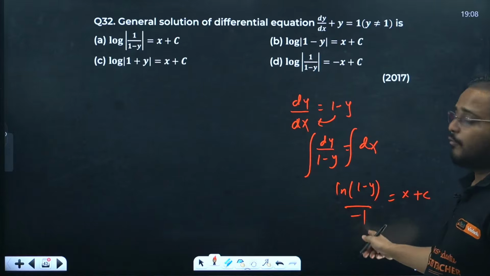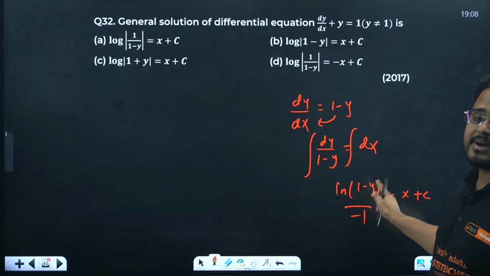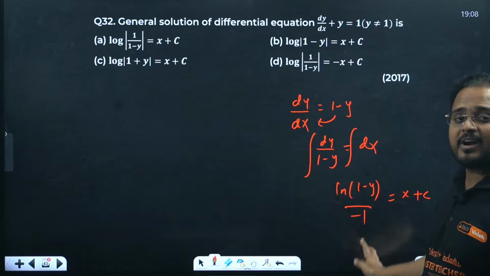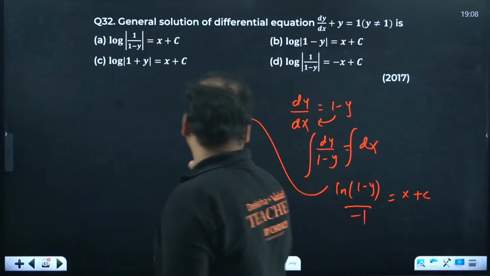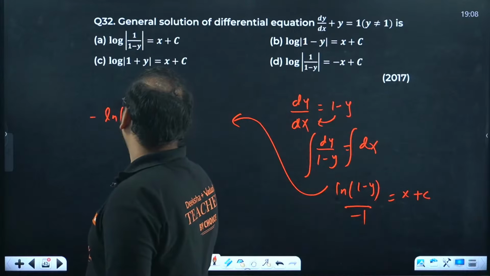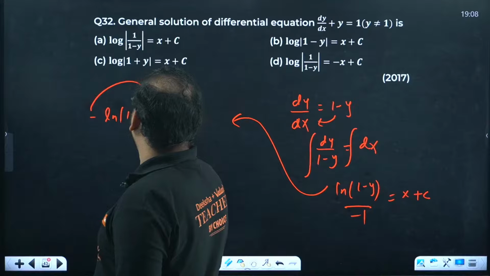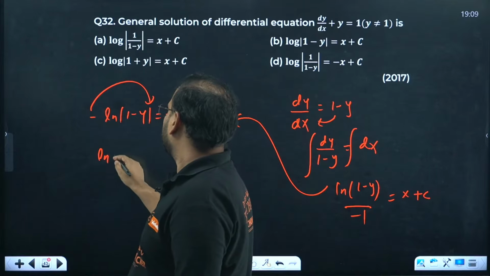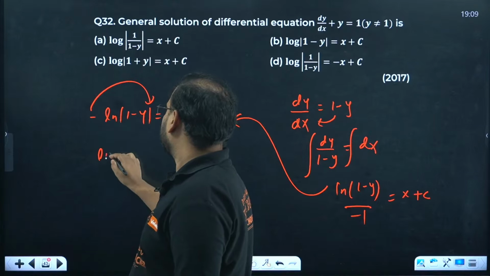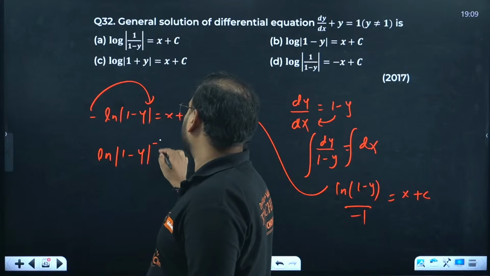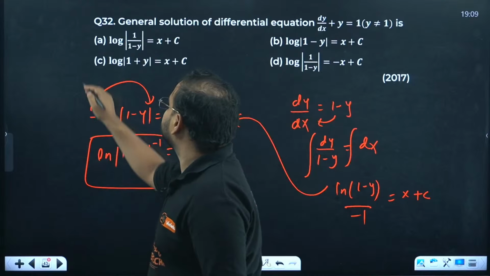Why minus 1 over here, sir? The coefficient of y is minus 1. Whatever the coefficient except for 1, you're going to divide with that. Even when it is 1 you divide by that 1, but you don't write 1. So the answer is coming as minus ln of 1 minus y equals x plus c. Minus 1 goes over here as a power, it becomes ln of 1 minus y power minus 1 equals x plus c. That's your answer.